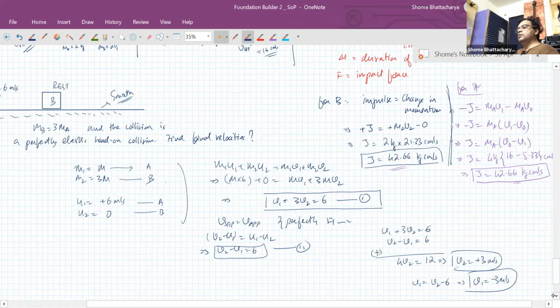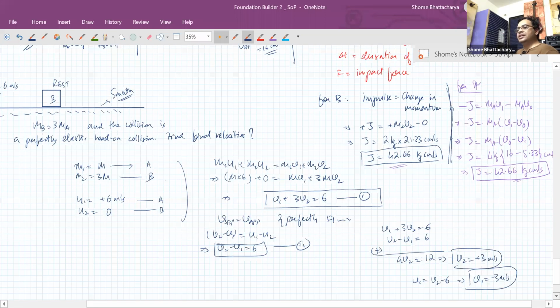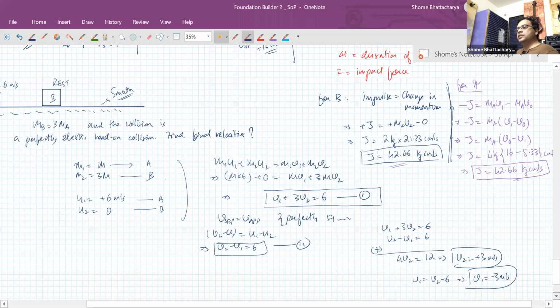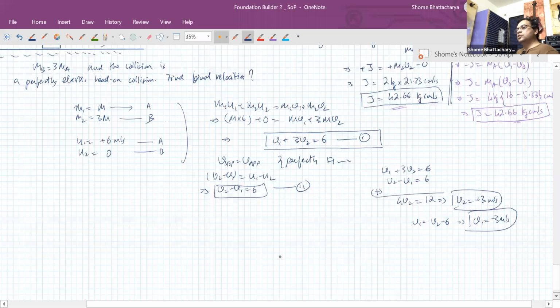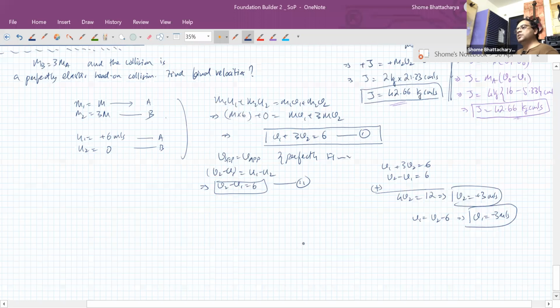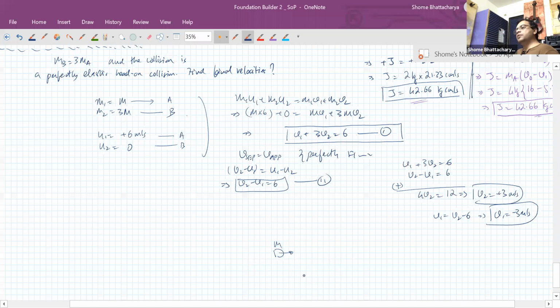So like I told you earlier, in certain cases, if a heavier object collides with a lighter one, it tends to recoil. So this is what is happening over here. A block of mass m traveling at 6 meters per second collides with a heavier block of mass 3m. So after impact, what's happening? The lighter one is coming back at 3. The minus sign is showing us that A recoils or reverses its direction. Whereas B will go in the forward direction, but with a velocity of 3 meters per second.